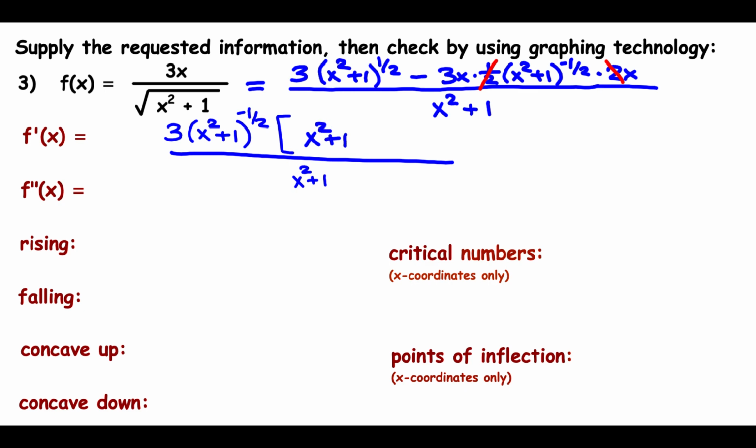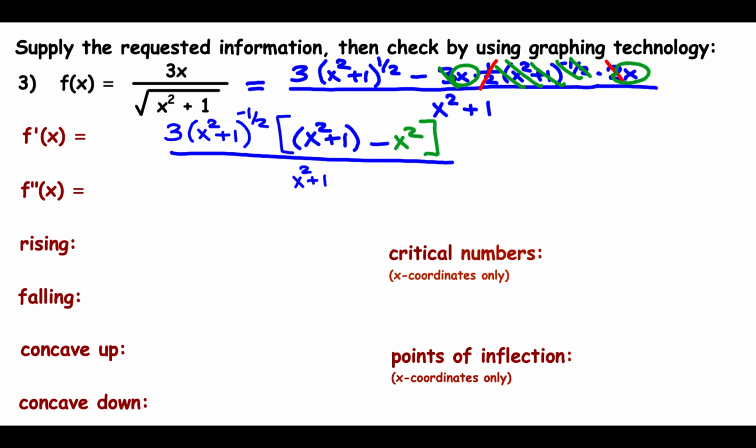And I can put parentheses around that. I don't have to. Why not? This minus sign comes down. The 3 is already gone. So is the x squared plus 1 to the negative half. So this is already gone. This is already gone. All we're left with is x times x, which will be x squared.